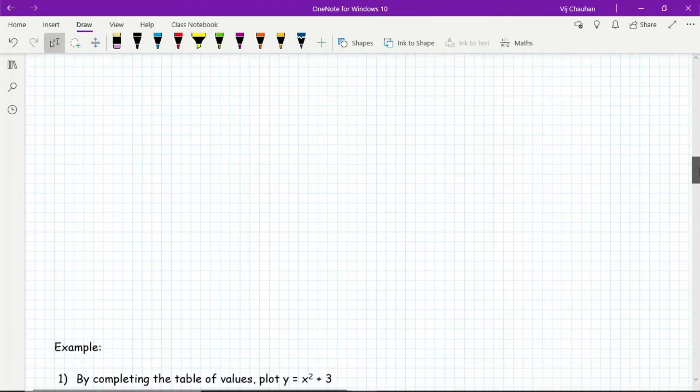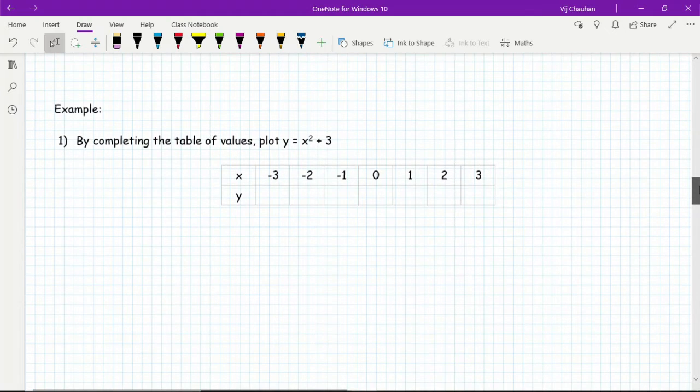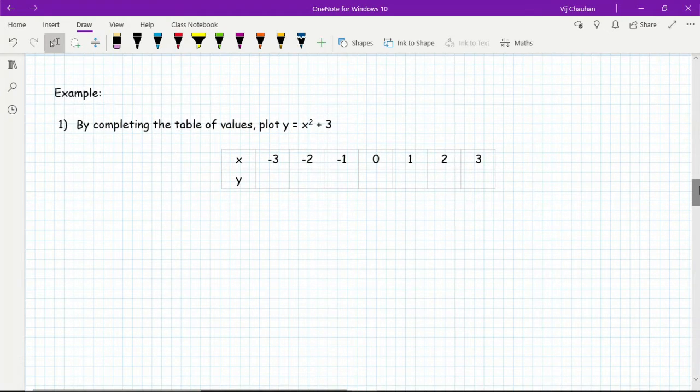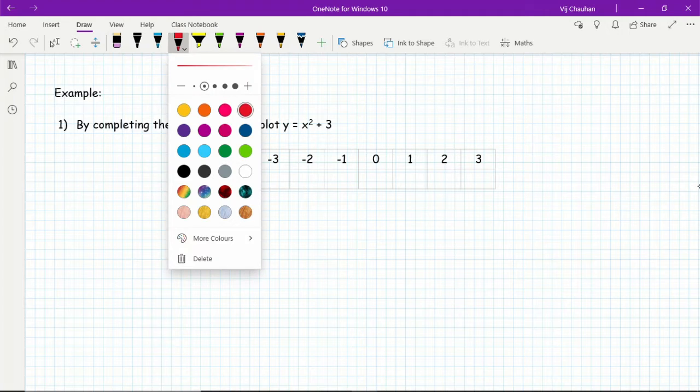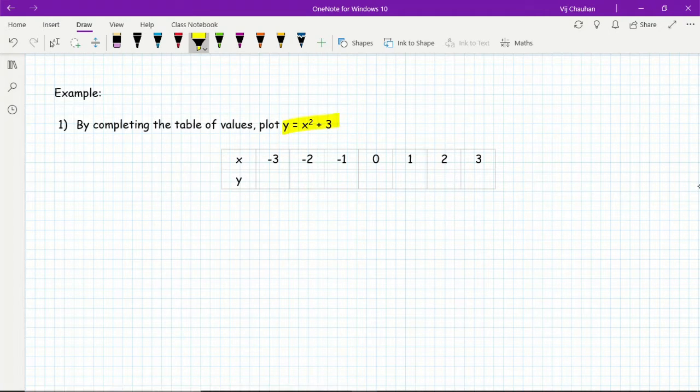Now for this you are going to need your calculators, so if you have a look at the very first one, example 1 says, by completing the table of values plot y equals x squared plus 3. So this is our equation of a line. So we just highlight that. So this is what we're plotting.